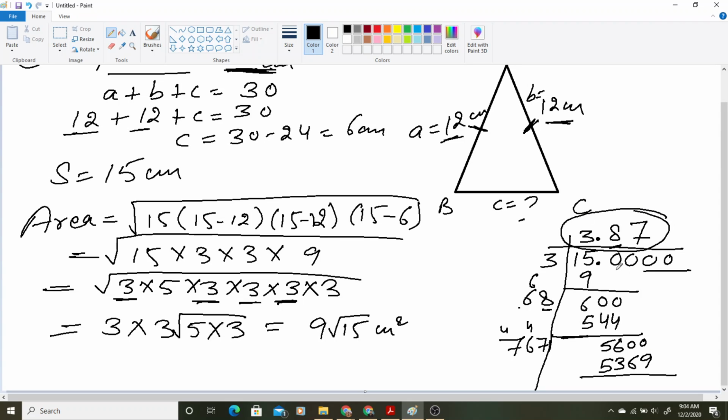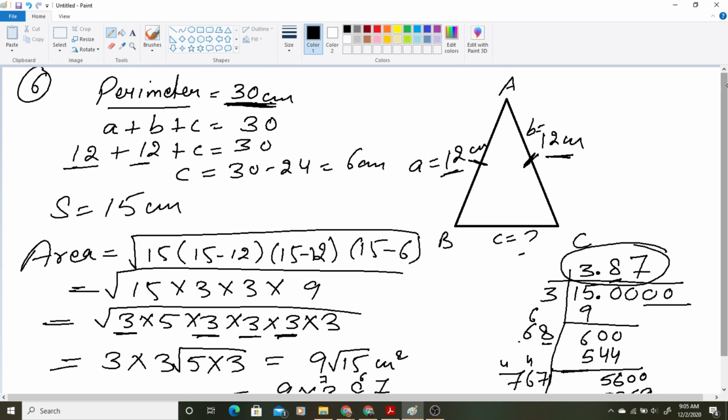Up to 2 decimal digits you can find. Find out up to 2 decimal digits, that's enough. So it will be 9 multiplied by 3.87. When you find the value of the square root, it will be 3.87. So that means now multiply it. 9 7s 63, 6 carry. 9 8s 72 plus 6, it will be 78. Then decimal, 9 3s 27 plus 7, it will be 34.83 centimeter square. So this will be your answer. That's how you will be finding.